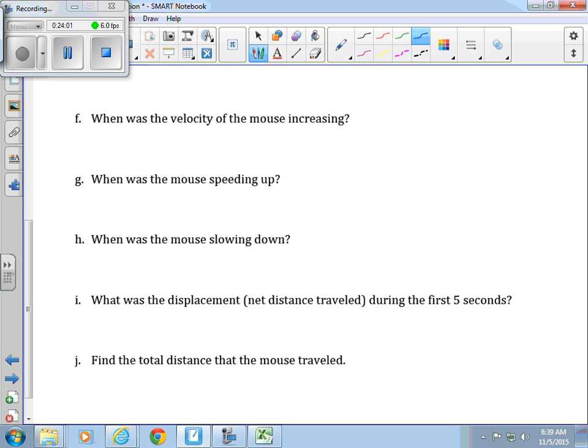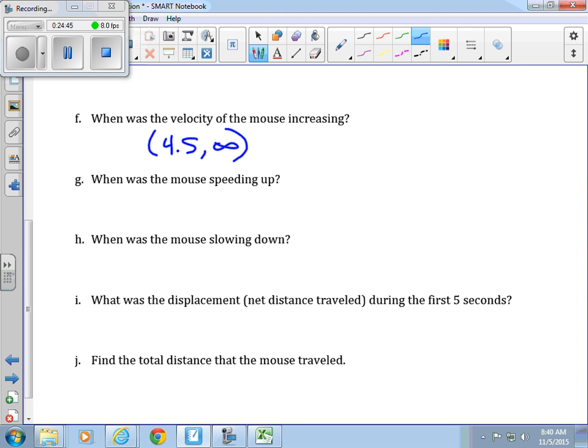When is the velocity of the mouse increasing? I do want to go ahead and answer this compared with question G. Velocity increasing. That's just when acceleration is positive. So when was the acceleration positive? Look back at your sign. 4.5 to infinity. That is not the same as when are we speeding up. Velocity being positive just means you're moving to the right. Speeding up has to do with velocity and acceleration. We did answer these two questions already. The 4.5 was the acceleration.